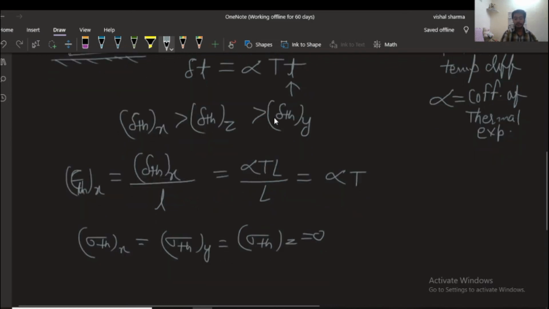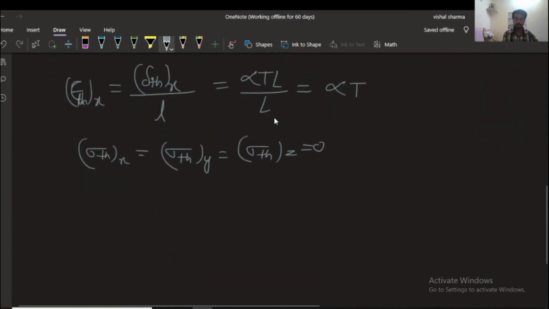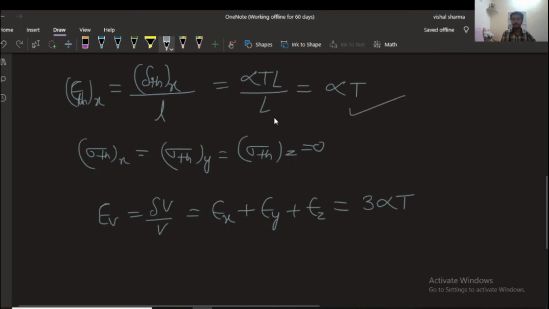So in this case, we can conclude that the volumetric strain, delta V by V, is equal to the strain in the X direction plus the strain in the Y direction plus the strain in the Z direction, which is equal to 3 alpha T. When we find the thermal strain in the Y direction, it will be alpha T B upon B, which is equal to alpha T. So the summation of the strains in all three directions is called the volumetric strain.